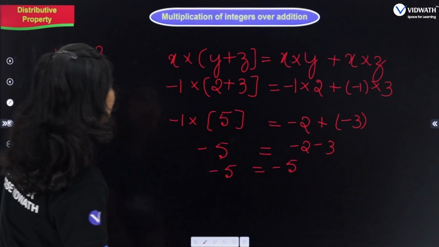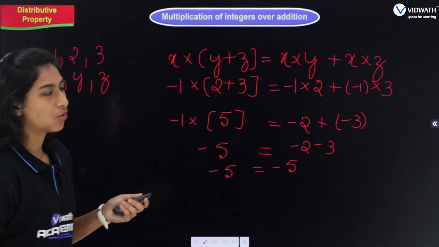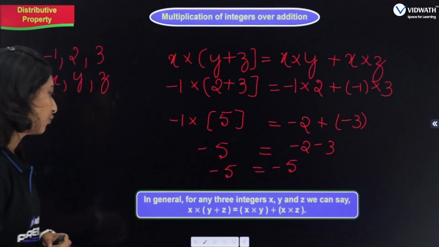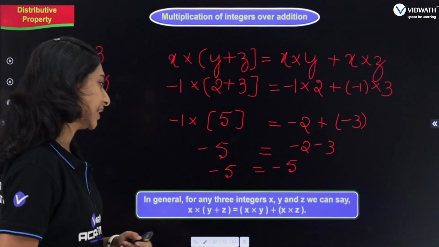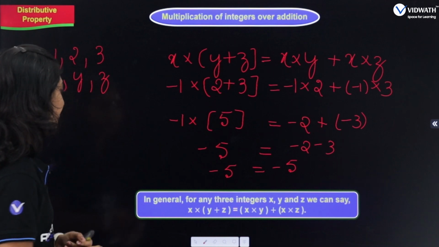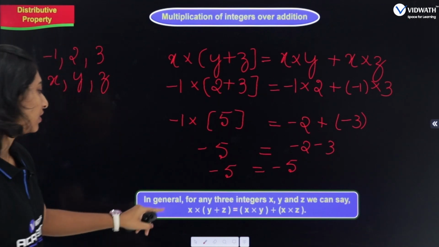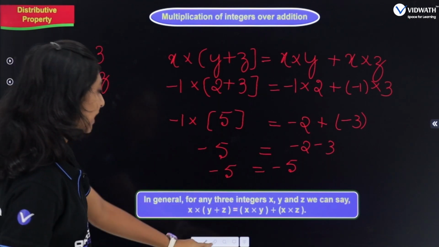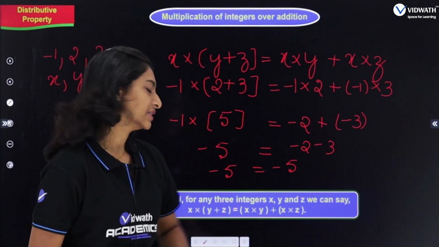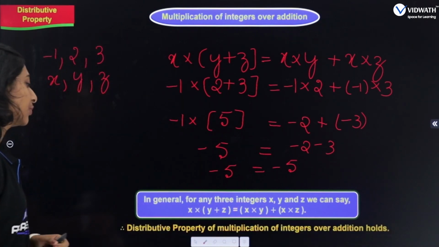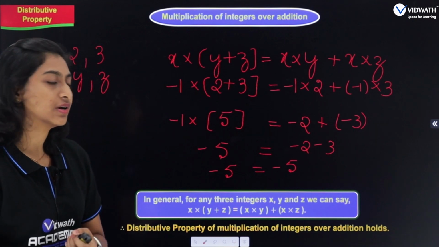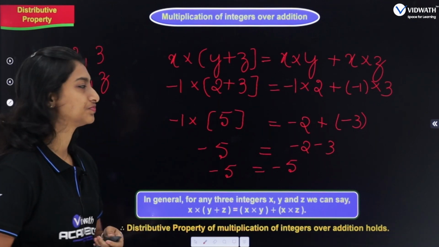So I can say that the distributive property holds, or in general, for any 3 integers x, y and z, we can say that the distributive property holds, or x into y plus z is equal to x into y plus x into z. Therefore, distributive property of multiplication of integers over addition holds.